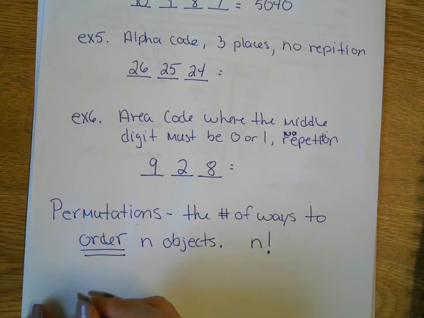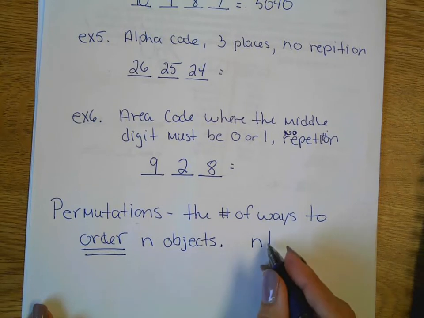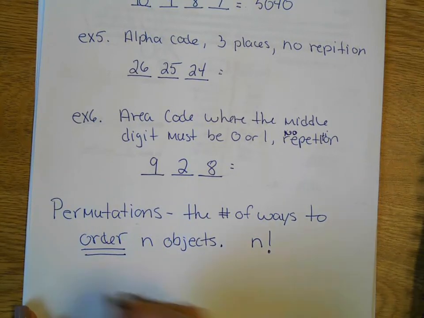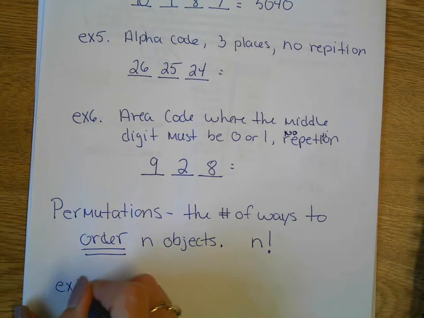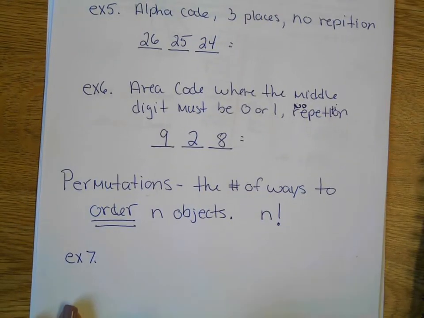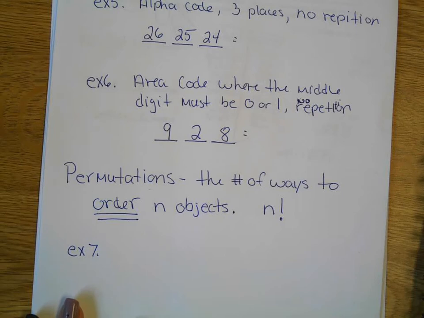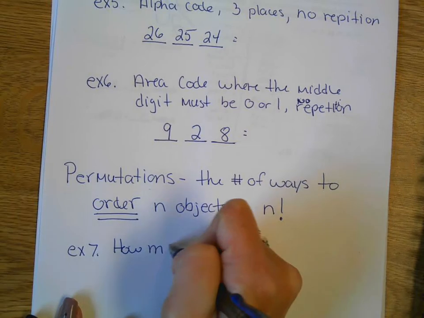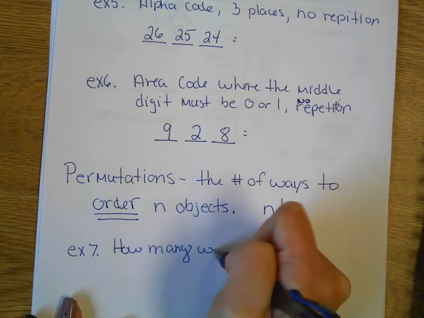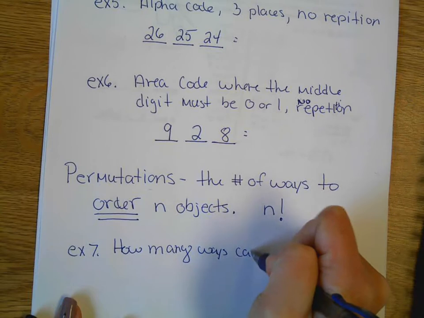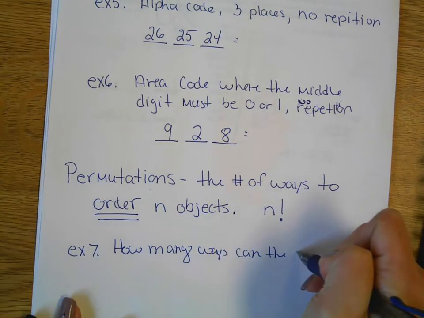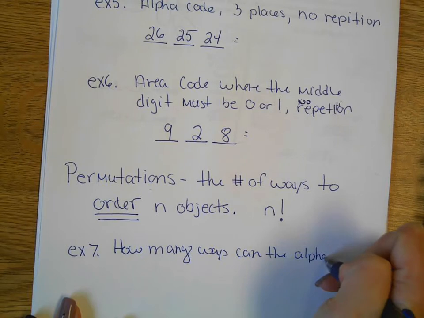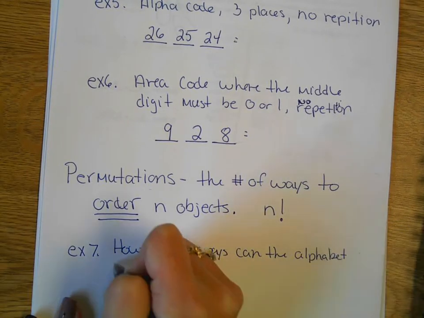So, I will show you where there's a factorial, and we're going to do the nPr here in a minute. Okay. Number 7. So, how many arrangements of the alphabet are there? I think the calculator is going to go into overflow on this one. But we'll go with Dean's question. How many ways can the alphabet be arranged?